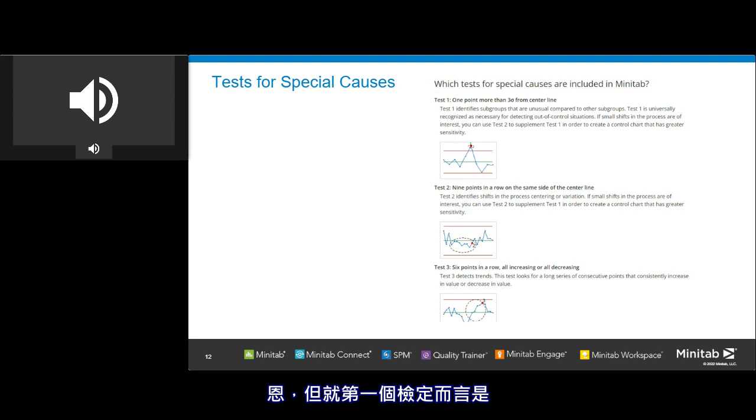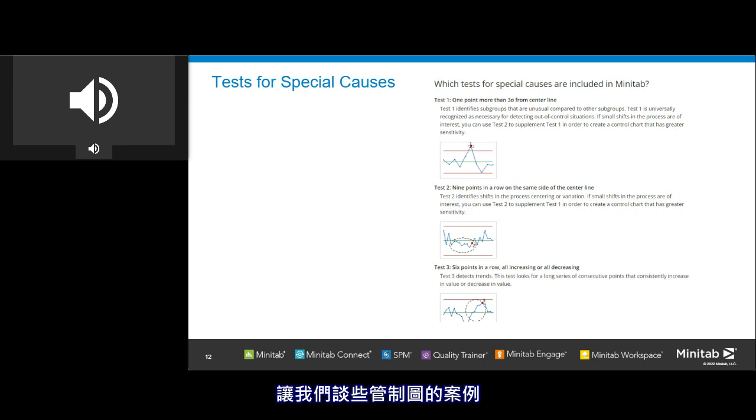But basically, test 1 is 1 point more than 3 sigmas from the center line. A point that's 3 sigmas away is far enough away to say that this is something you should take a look at. There's also these other tests, like 9 points in a row on the same side of the center line, which would indicate some kind of clumping where suddenly the process is staying above or below the average longer than you'd expect. But all these tests are things that you can decide to add onto your control charts to make them more powerful to identify potential special cause. Like I said, it's a balance, and we can certainly talk about that if you have questions.